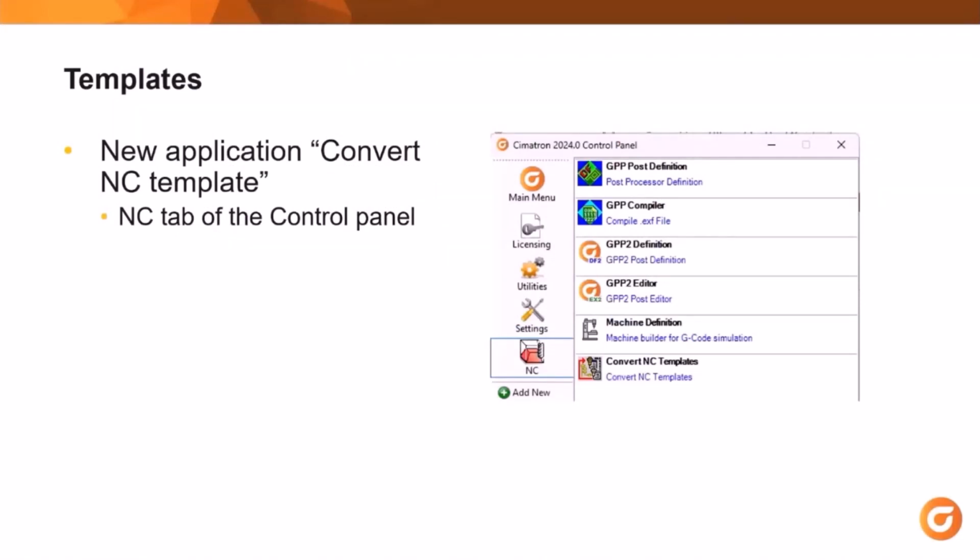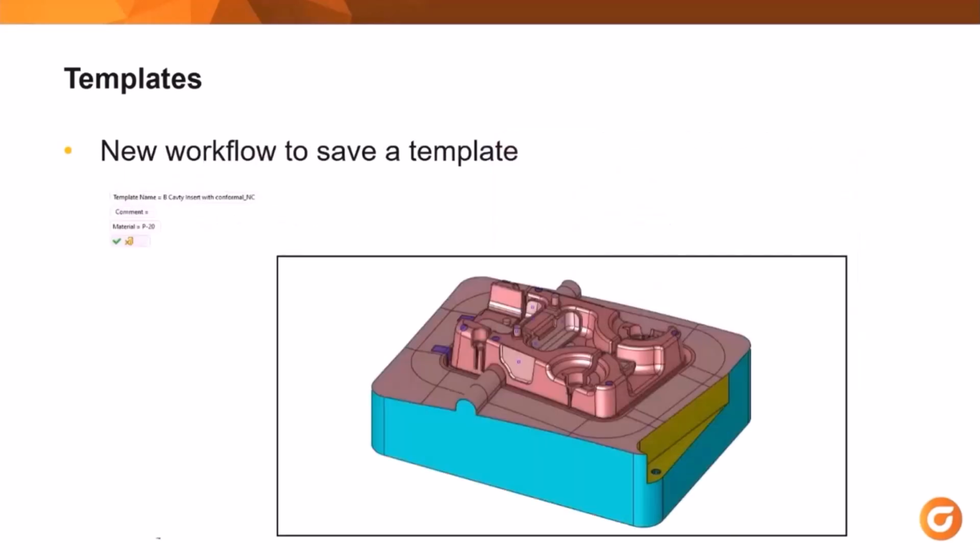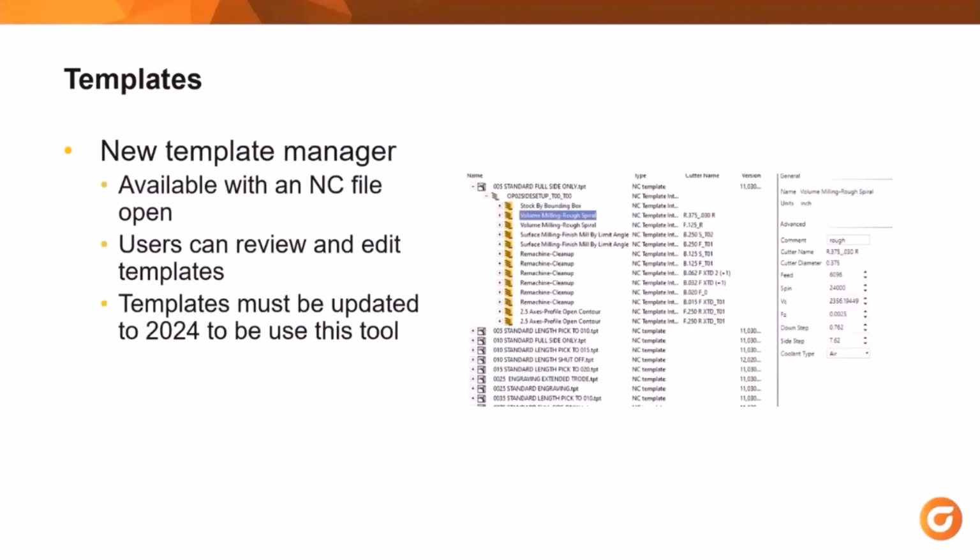For templates, there's a new application, Convert NC Templates. This is in the NC tab of the control panel. There's also a new workflow to save templates. This will automatically capture a picture, allow you to define the material, and there's a new template manager. Available with an NC file open, users can review and edit templates. Templates must be updated to 2024 to use this tool. Let's take a look at this.